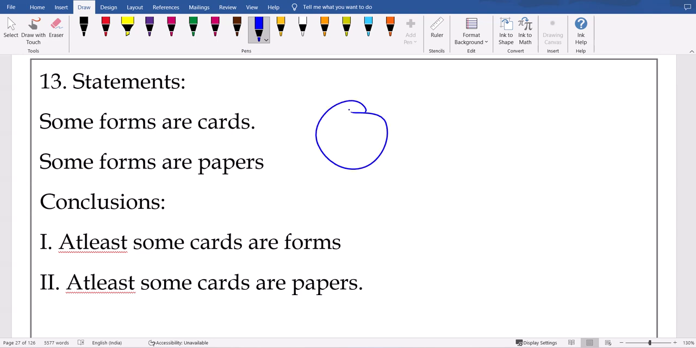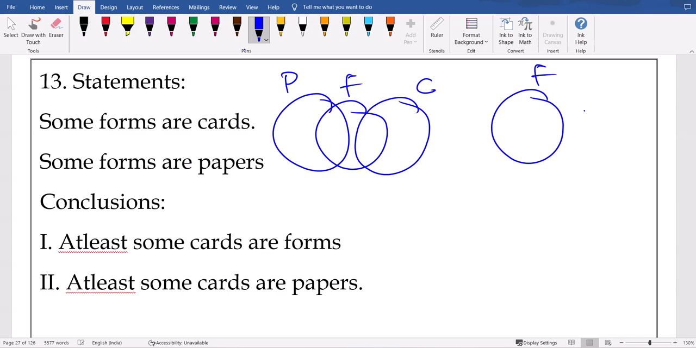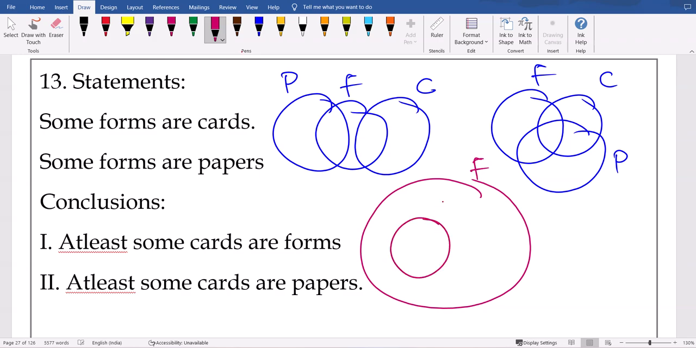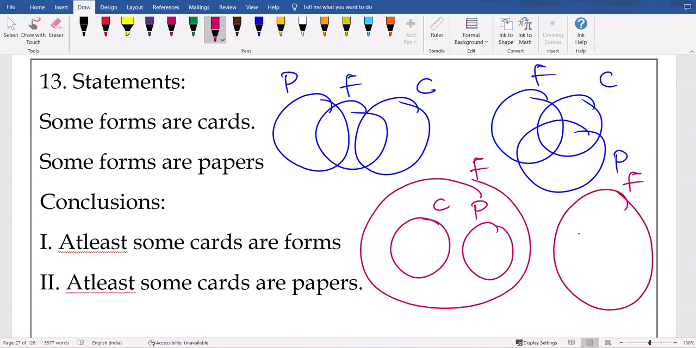Right, so now, some forms are curd. Some forms are papers. Guys, see how many diagrams. Some forms are paper, I can draw like this. I showed only two here. Still, what is the other side of the coin? Some forms are curd, some forms are papers. Still, some forms are cards, not curd. Whenever I go to a hotel, first I'll order curd rice only. So some forms are curd, some forms are papers. See, plenty of diagrams.